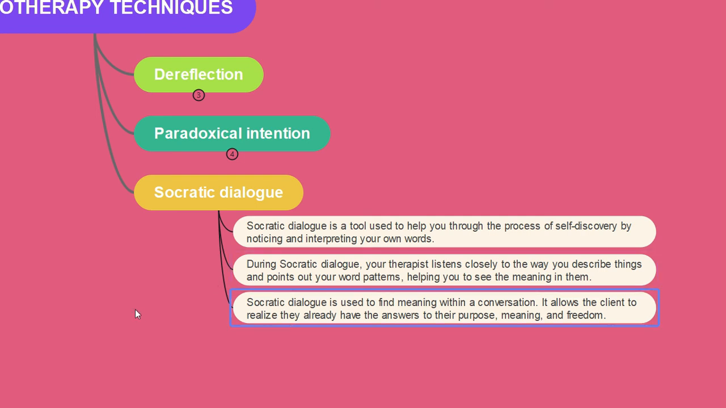The Socratic dialogue is used to find meaning within a conversation. It allows the client to realize they already have the answers to their purpose, meaning, and freedom. So Socratic dialogue is one of my favorite techniques, which I use regularly to make people discover themselves, notice what they are saying, and what kind of patterns they are using. That will help them analyze the meaning of it, which they are not able to see without the help of a therapist. They'll be able to figure out the answers to their questions, the solutions to their problems, the purpose, the meaning, and the freedom to act.